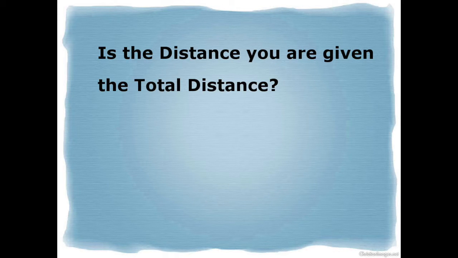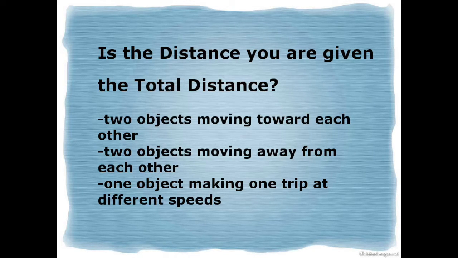What do we know? Now, if you're given a DRT problem and you don't know what the distance is, this is a good question to ask yourself. Is the distance you are given the total distance? Do we have two objects moving toward each other? Well, in this one we do. They're starting 8 miles apart and they're moving toward each other. So the answer to the first one is yes.